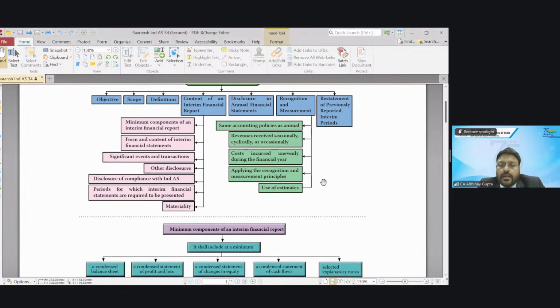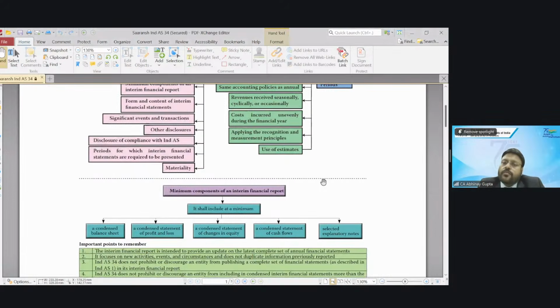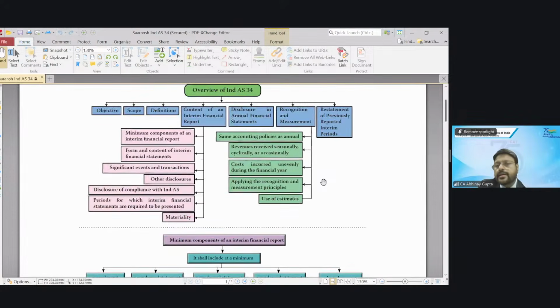And the other recognition and measurement principles of all the other Ind AS for all the items which we have on our financial statements need to be followed. And certainly, wherever required, estimates are to be made. Now, give me one example of an estimate. What are the possible estimates the company makes while preparing the financial statements?